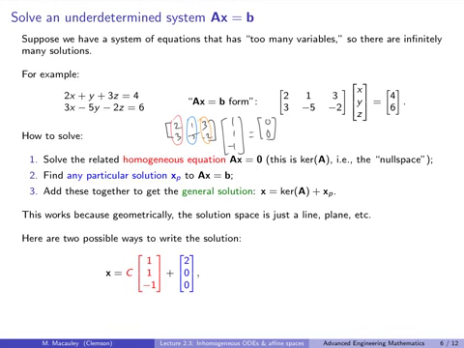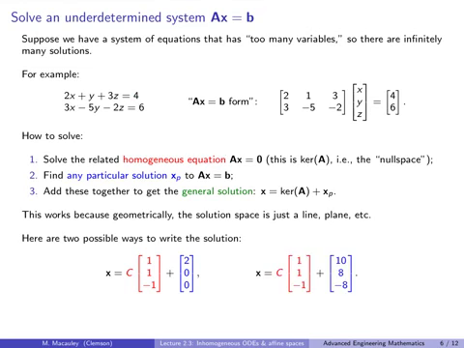So notice that here is one possible way to write the solution. It's easy to see that (2, 0, 0) is a solution as well. But that's not the only way to write it. Here's another way. I could have written the particular solution as (10, 8, -8). And now how did I get that?